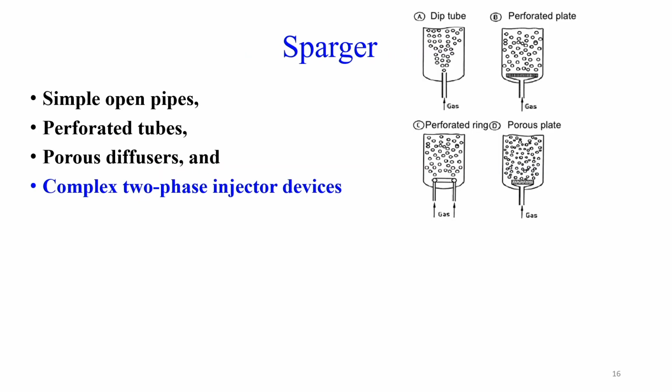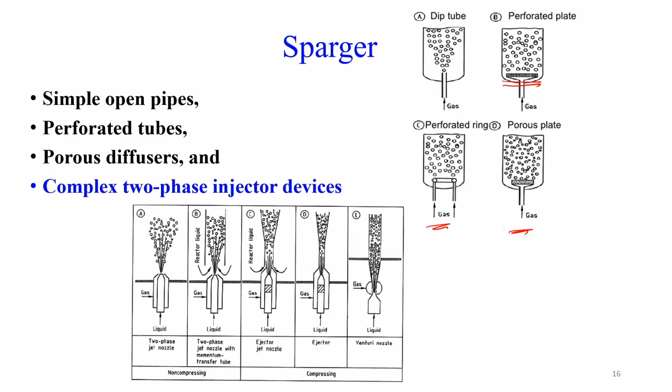So here you can include a few pictures. You can just see this is a dip tube, this is a perforated tube, this is the perforated ring, this is a ring shape that has perforations, and this is a porous plate.